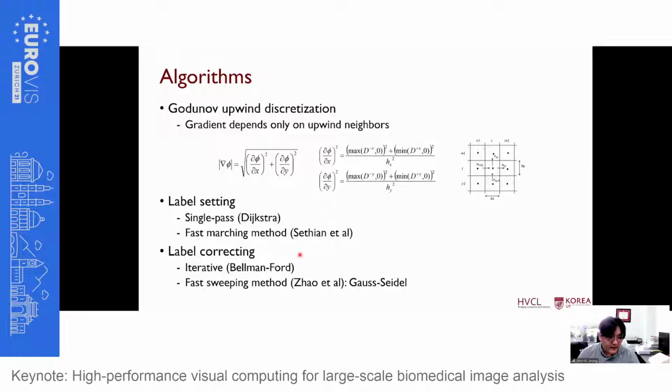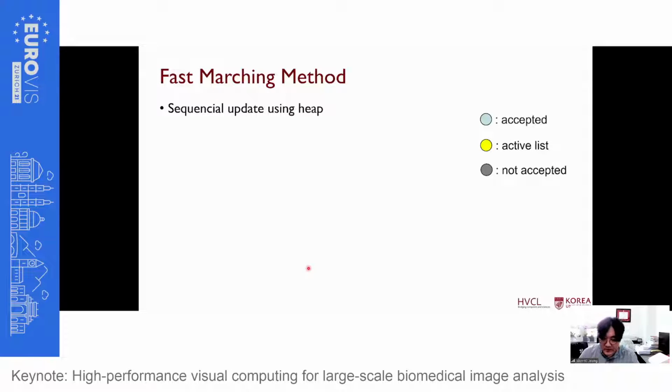Another type of algorithm is iterative, like in graph shortest path, the Bellman-Ford algorithm. It is a so-called label correcting algorithm. Basically, it updates the entire grid until all of it converges. This is also the so-called fast sweeping method. So this is also one idea that uses a label correcting algorithm to solve this Hamilton-Jacobi equation. So let me show you one example of the fast marching method here graphically.